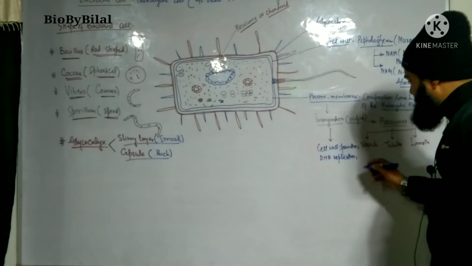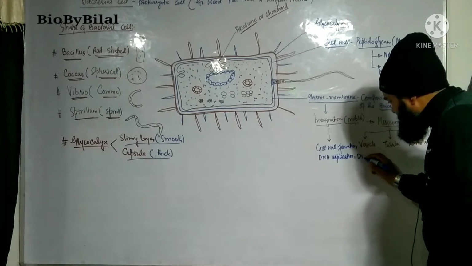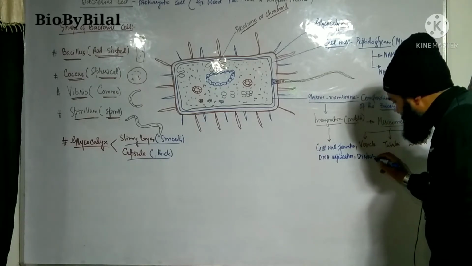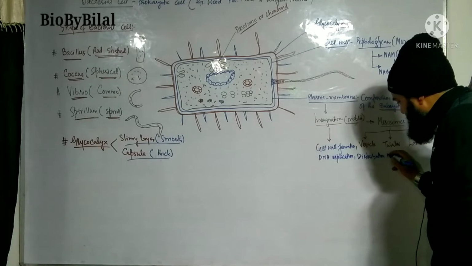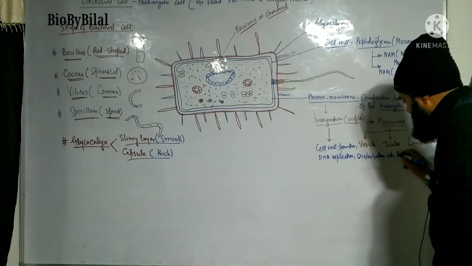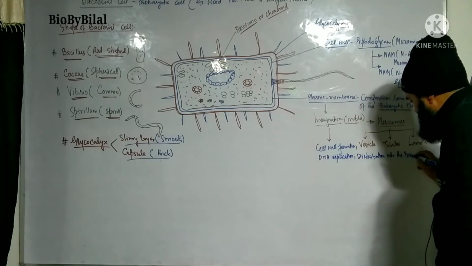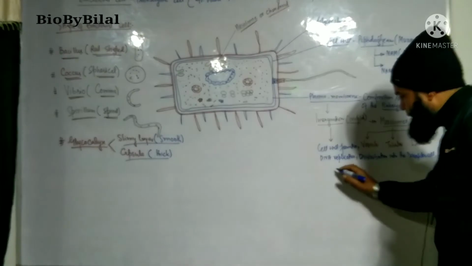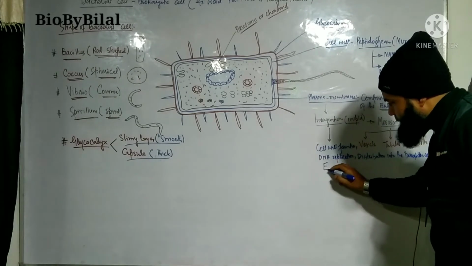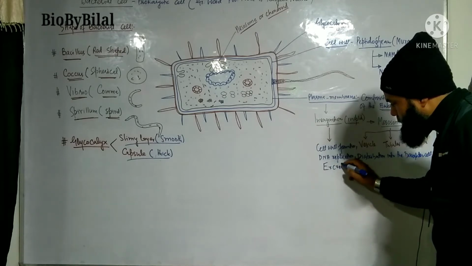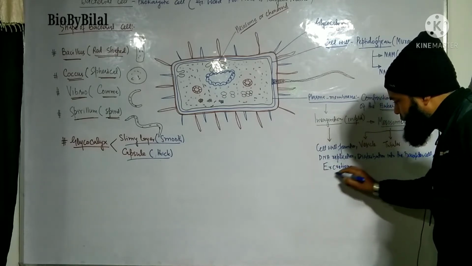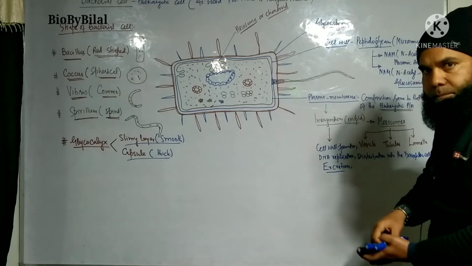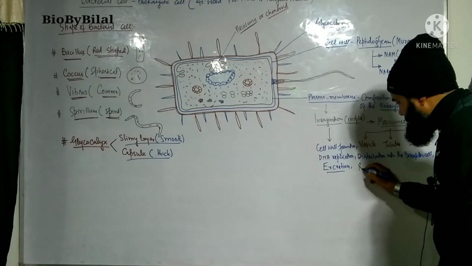Then distribution into the daughter cells. Its function is also excretion, but the dominant function of the mesosome is respiration.